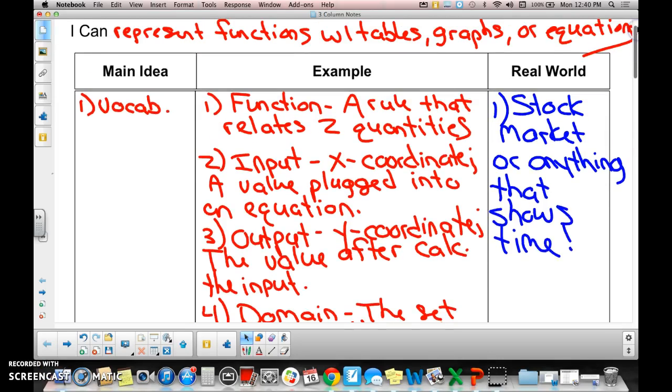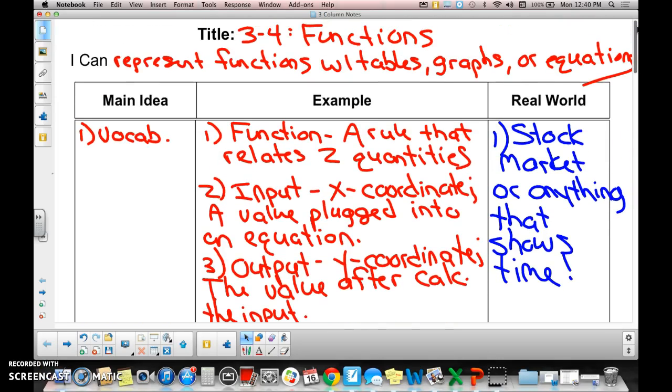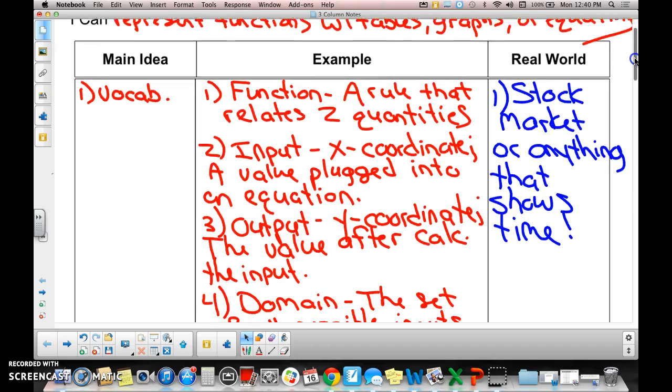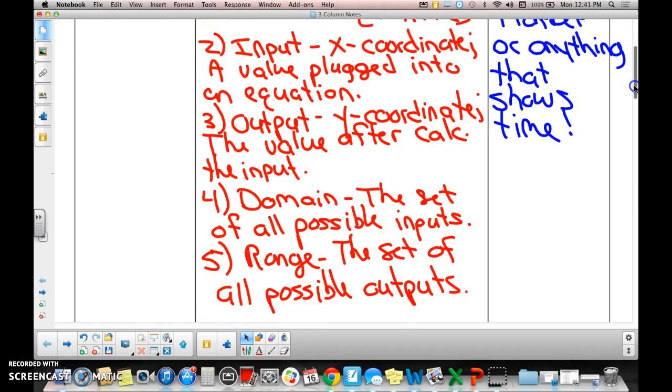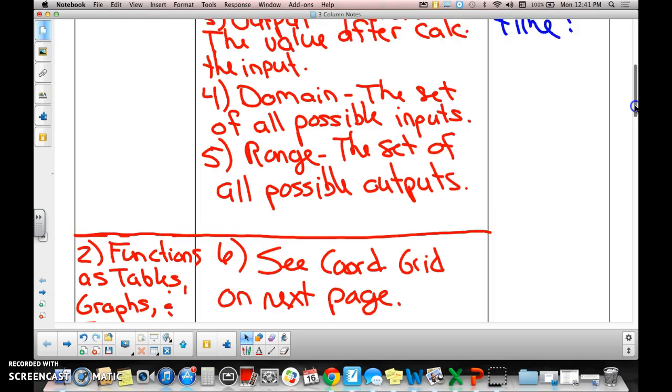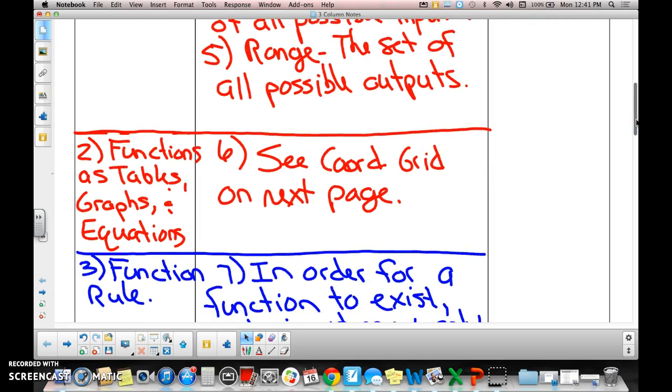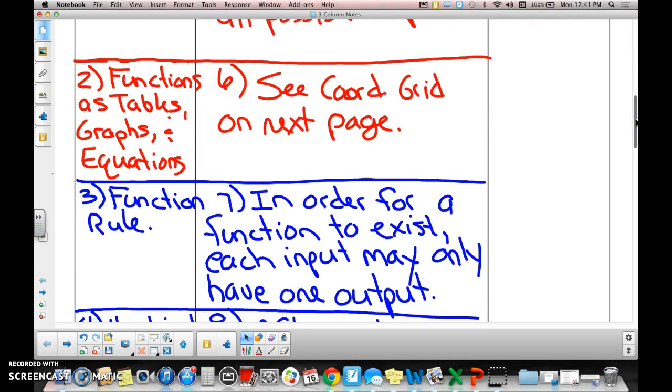All right, ladies and gentlemen, this is 3-4 functions. Our goal was to do what, Haley? So we talked about tables, we talked about graphs, we talked about equations. We have 5 very important vocab words: function, input, output, domain, and range. Functions as tables, graphs, and equations. We have some graphs in your notes.